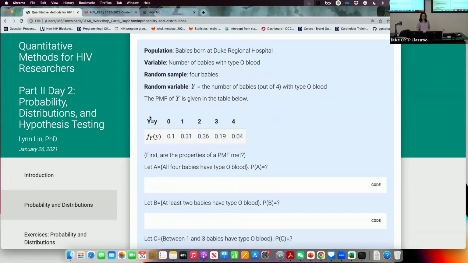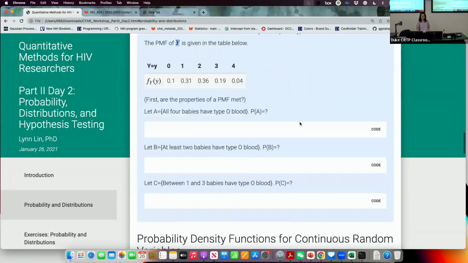Now since we have determined the sample space and the corresponding PMF for this variable of interest Y, let's look at the following three questions. I use A to denote an event: all four babies have type O blood. What's the probability that this event A will happen? 0.04 is the probability. That is Y equals 4, so the probability Y equals 4 is 0.04.